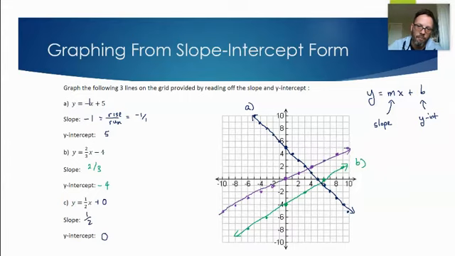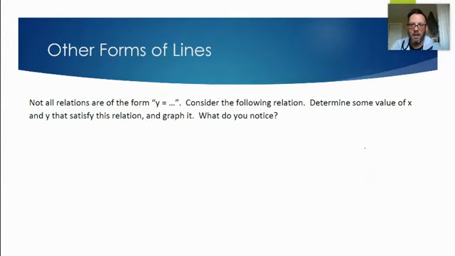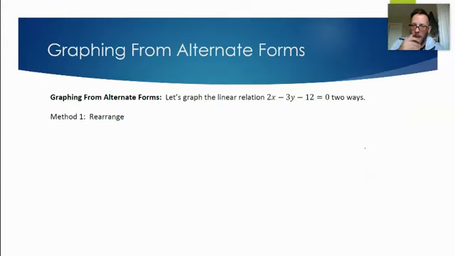Pretend you can draw. Good enough. But yeah, there's a little crash course for you guys in graphing from slope-intercept form. We're going to do one more. What about graphing from other forms? This slope-intercept form is not the only form a line can come in. Here we have a line 2x minus 3y minus 12 equals 0.